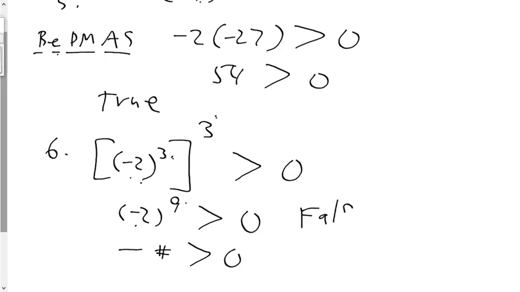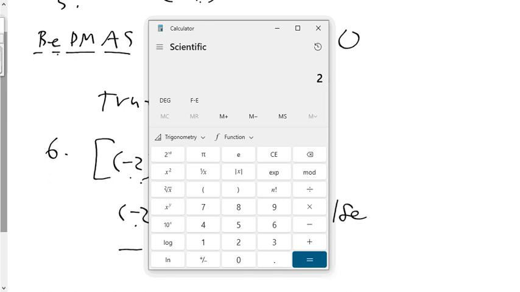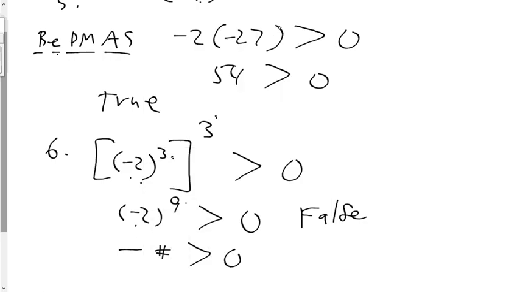It is impossible for a negative number, regardless of what it is, to be greater than 0. Just for the record, if we did take a calculator and ask what is negative 2 to the 9, it'll tell us it's negative 512. So negative 512 is definitely not greater than 0.